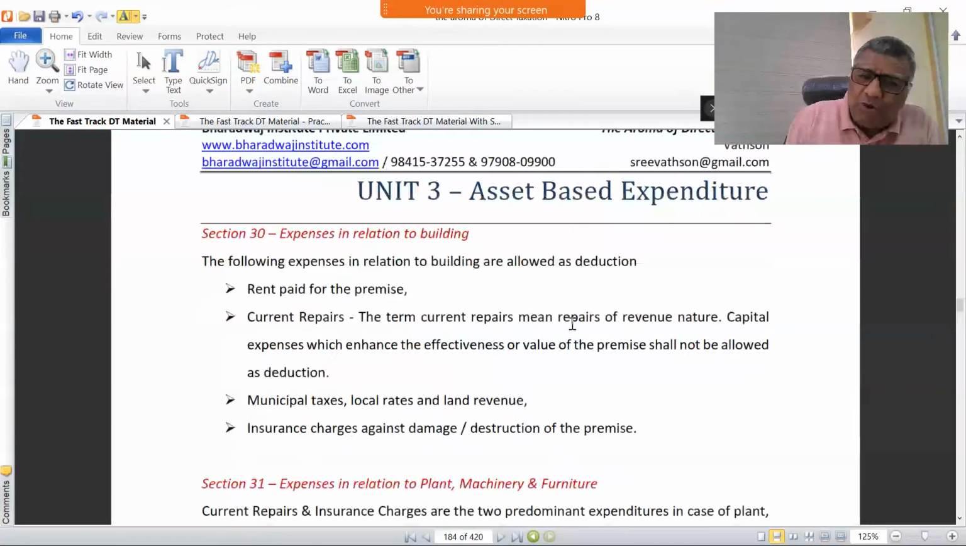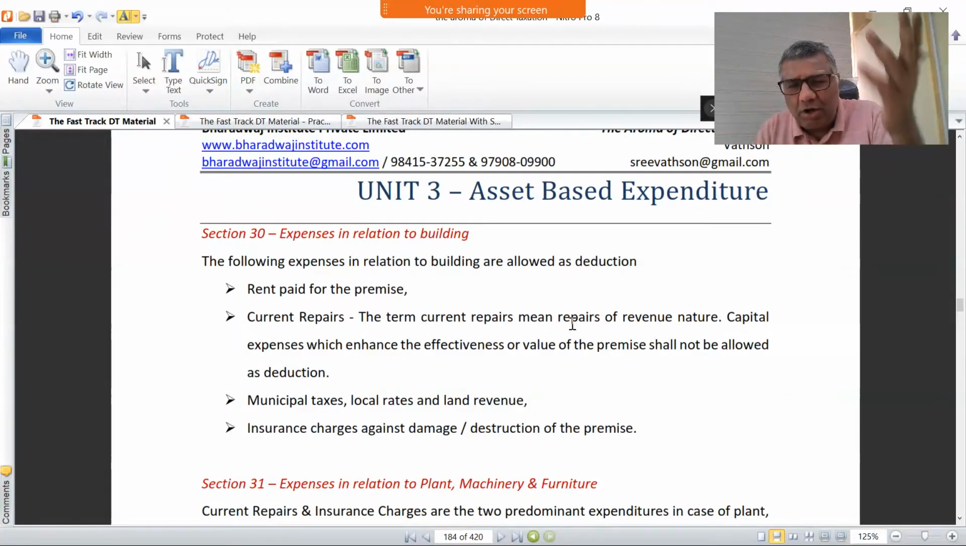Right. What can be claimed against the building? You can claim rent, if it is a rented building. If it is your own building, repairs. The word they use is current repairs. Don't claim capital repairs. Repairs, maintenance, taxes, insurance can be claimed. Insurance on stock, group insurance are all claimed under 36. So you can put one extra line there or bring it in 36. There is no point having a separate section for this.